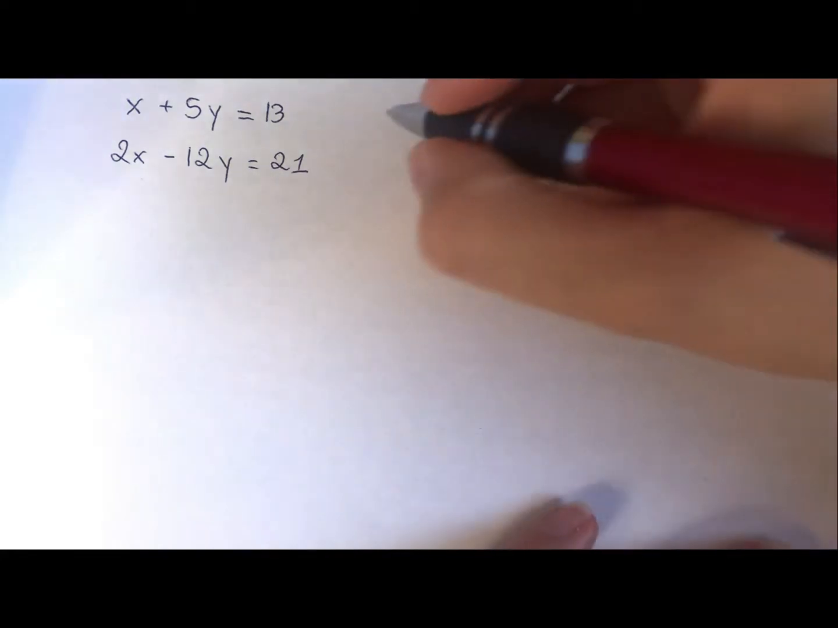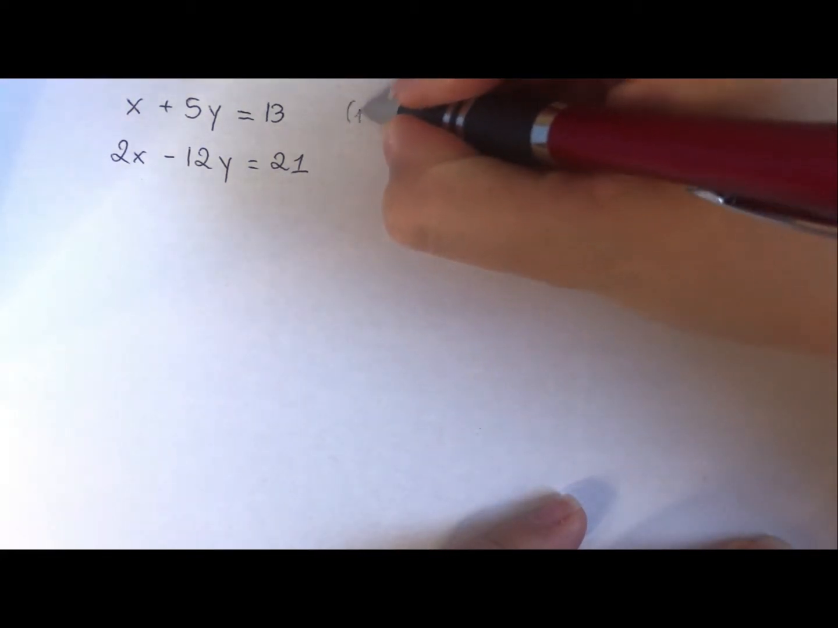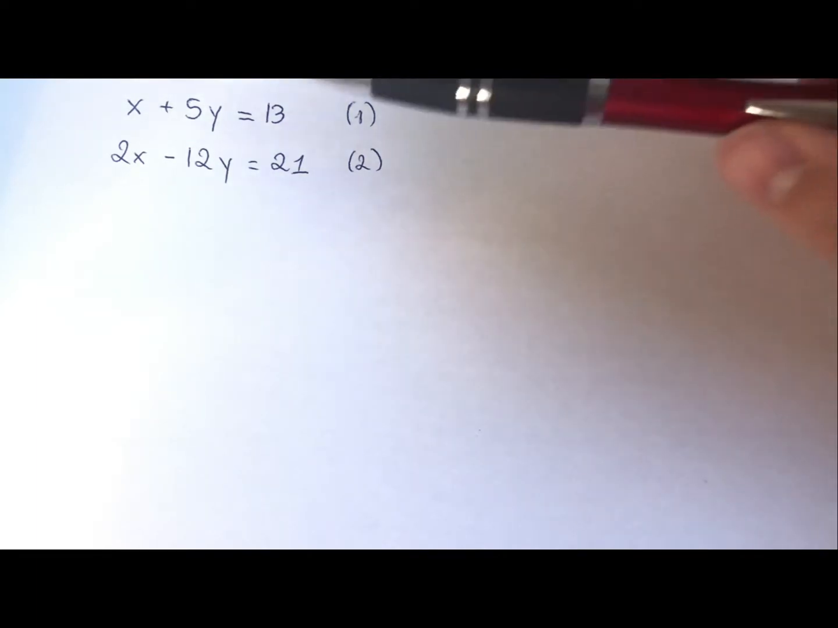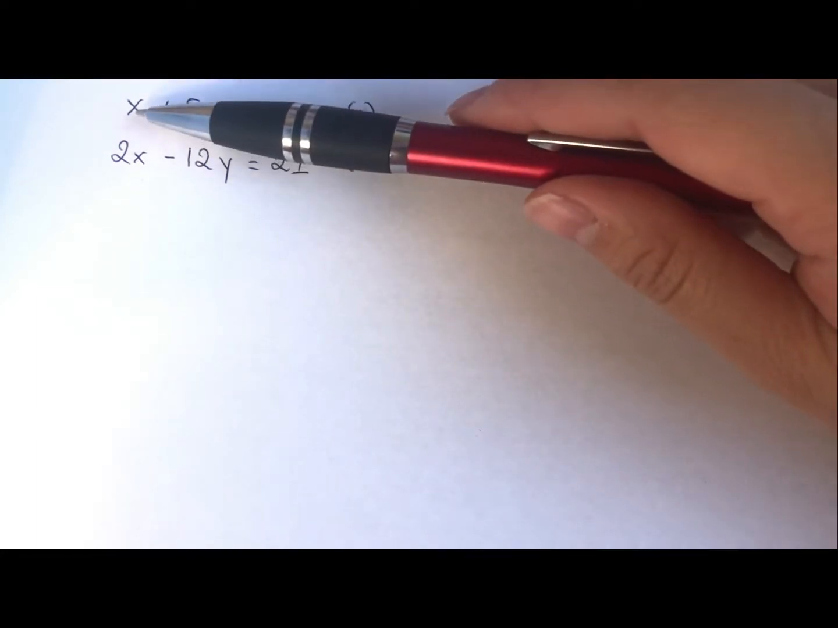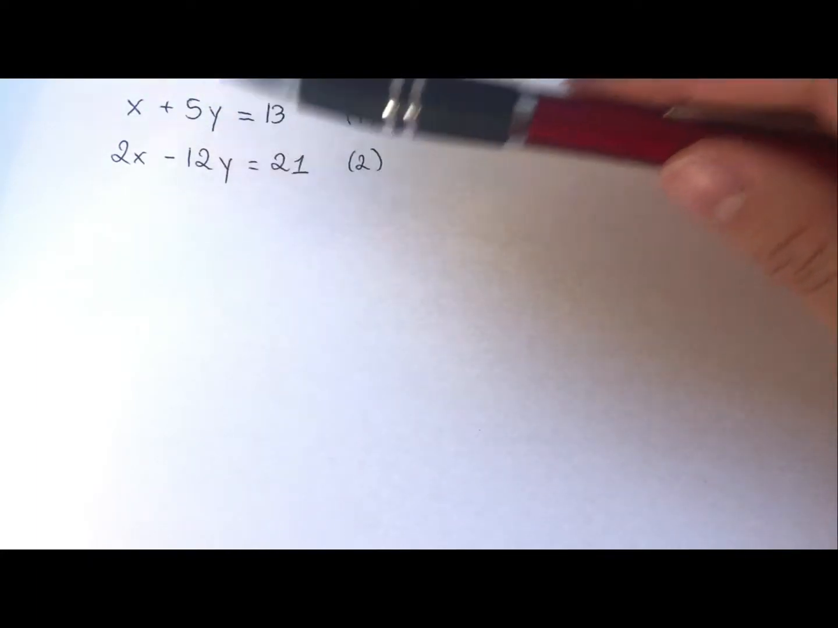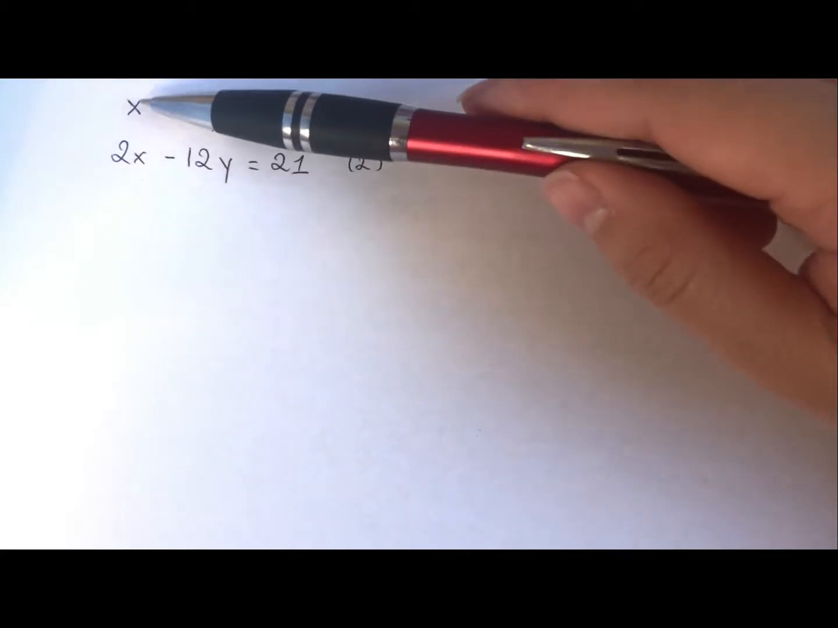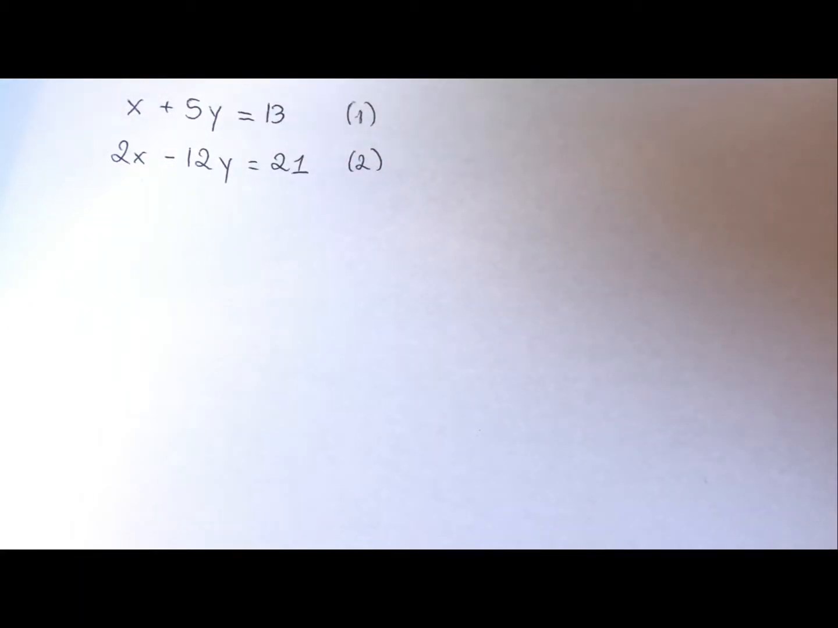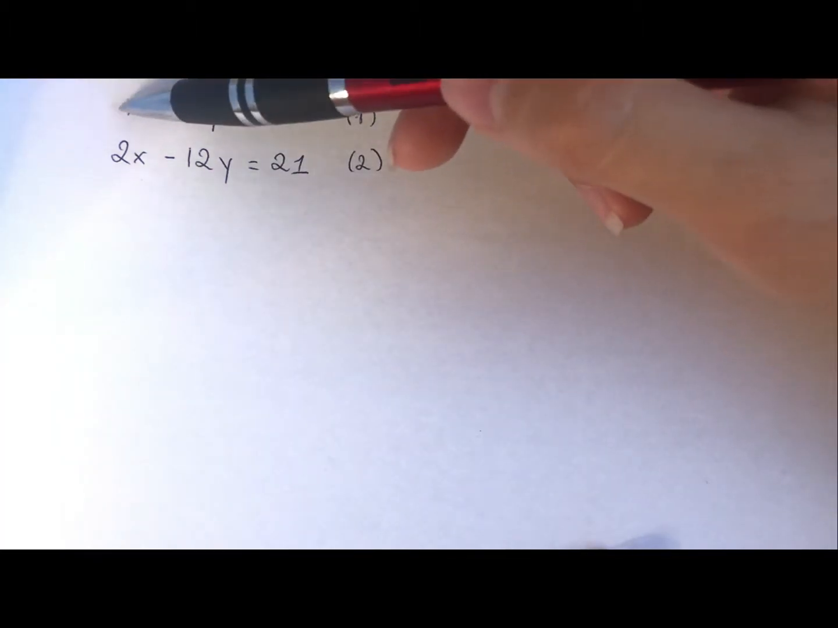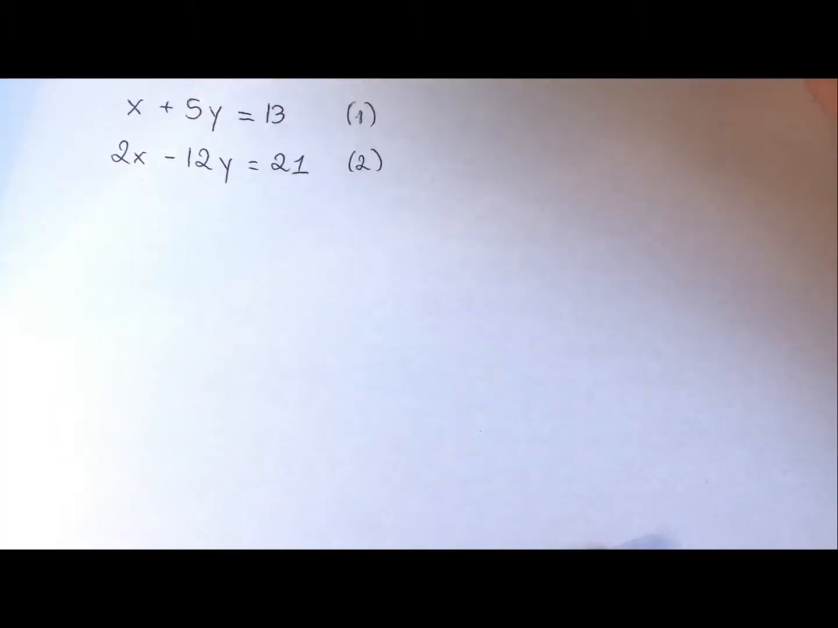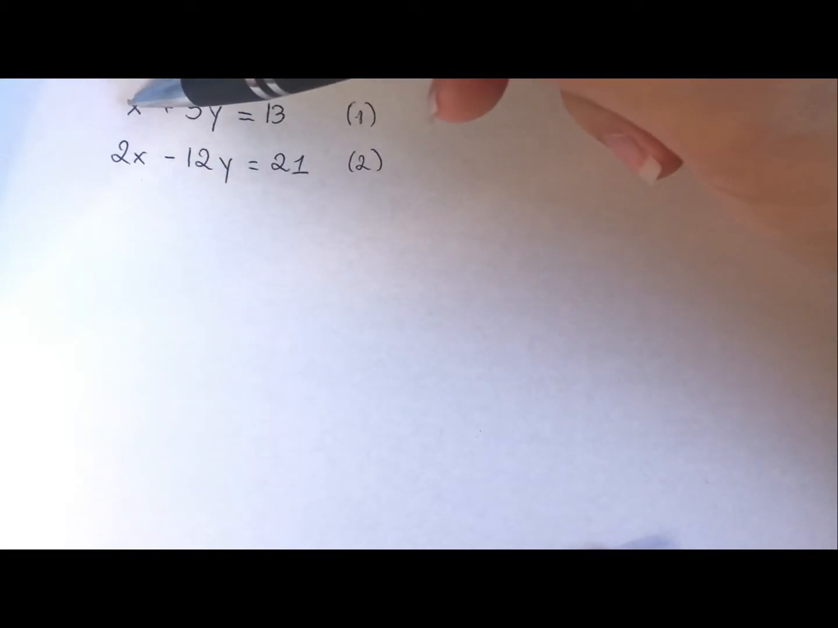What I usually do is write a number next to the equations so that I can keep track of which equation I am using. So with elimination, you're looking at the coefficients of your variables and trying to make the coefficients of one of the variables the same number but with the opposite sign. With our example, I'll try to make the coefficients of x the same. So I will try to make this coefficient of 1 become 2.